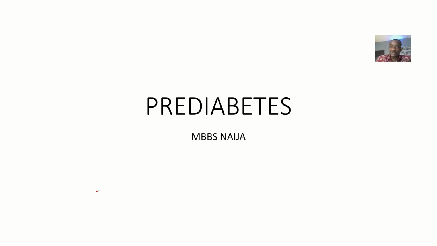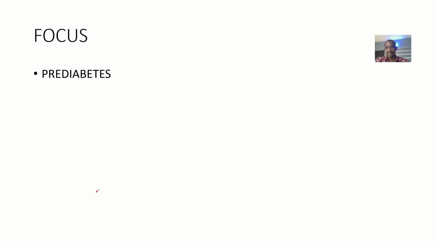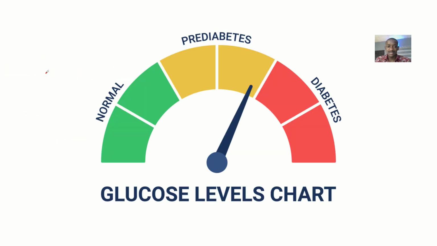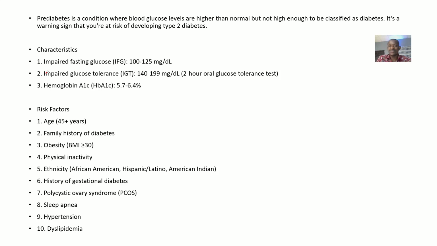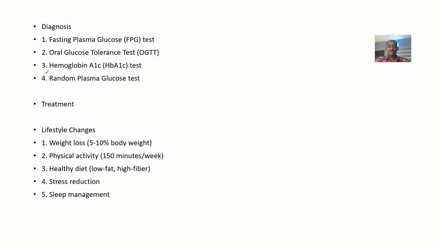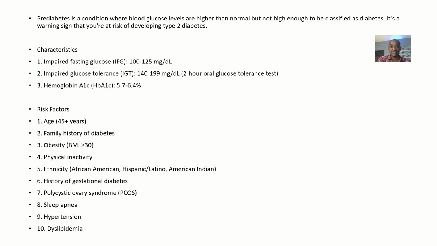Now, on the next video in our diabetes series, we'll be talking about the concept of pre-diabetes. Just like the name implies, pre is something before something. So if you are pre-diabetic, that means from normal, you are now moving towards diabetes. It's just like you are halfway to becoming diabetic. We'll look at the definition, the characteristics, that's basically what makes someone pre-diabetic. The risk factors will follow, the symptoms, the complications, the diagnosis, and possible treatments.